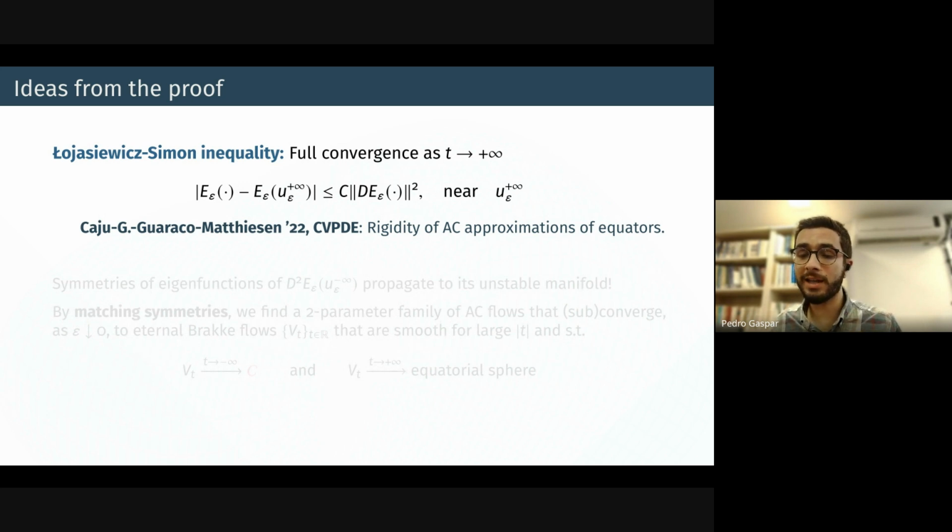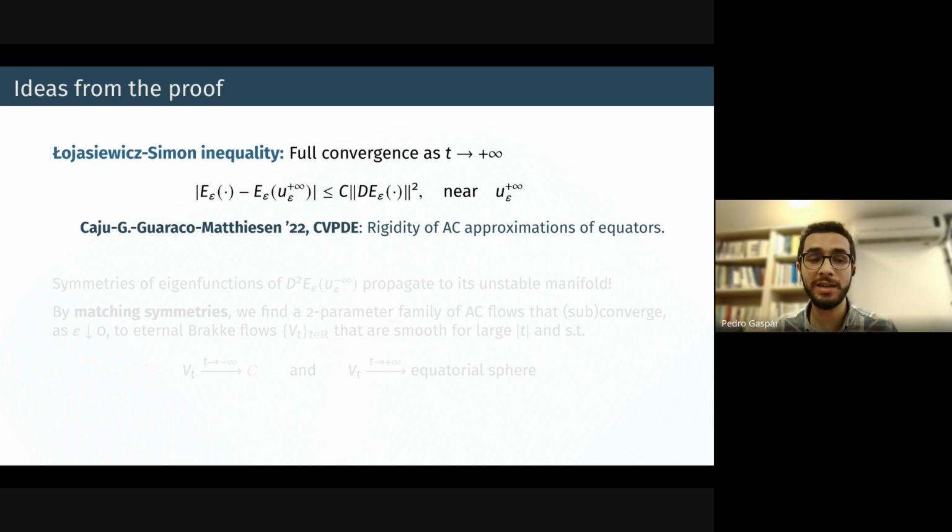But up to now, we only said that these solutions for the Allen-Cahn flow only converge subsequentially in time as t goes to +infinity. But since solutions that approximate an equatorial sphere are also rigid, they also differ by an isometry in S3. So this was a result that we proved previously with Raissa Caju, Marco Guaraco, and Henrik Mathisen. Well, these solutions actually have to converge forward in time, not only subsequentially. And this is a phenomenon that happens quite frequently in parabolic PDEs. If you have some integrability, some rigidity for the subsequential forward limit, this actually converges in time.